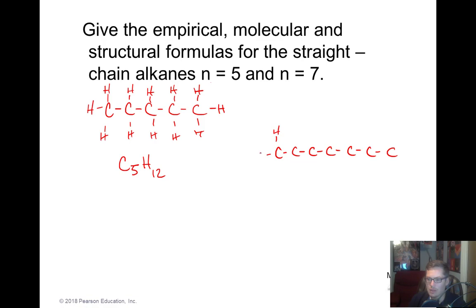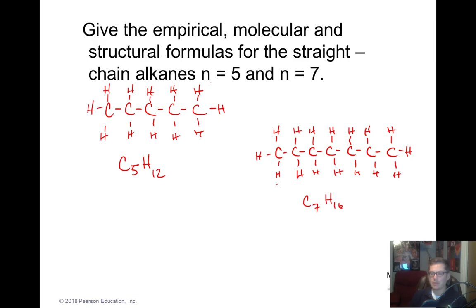All right, so H, H, H. Oops, I forgot that. H, H, H. There you go. So this guy would be C7H16. All right, we got 16 hydrogens. And once again, because 7 is a prime number, the empirical and molecular formulas are exactly the same. Remember, if you could divide them both by a smaller number, then you would change that.